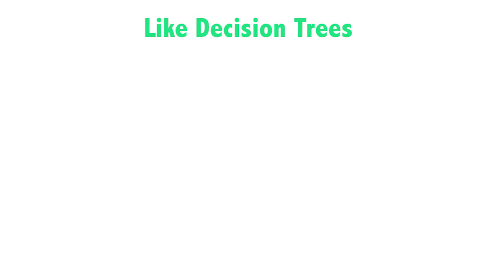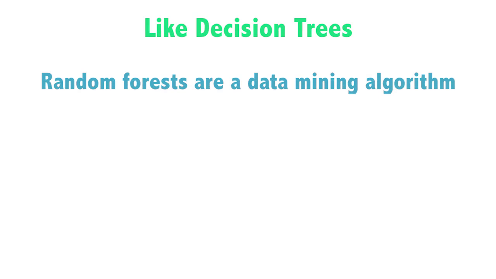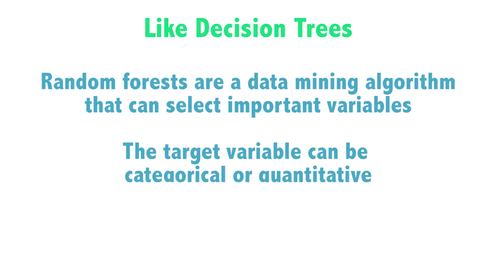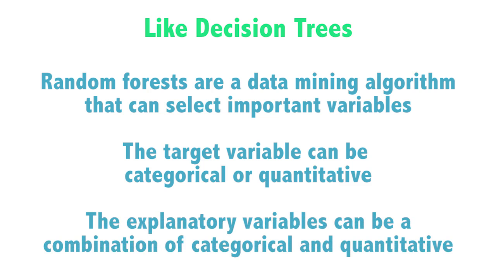To summarize, like decision trees, random forests are a type of data mining algorithm that can select from among a large number of variables those that are most important in determining the target or response variable to be explained. Also, like decision trees, the target variable in a random forest can be categorical or quantitative, and the group of explanatory variables can be categorical or quantitative or any combination.